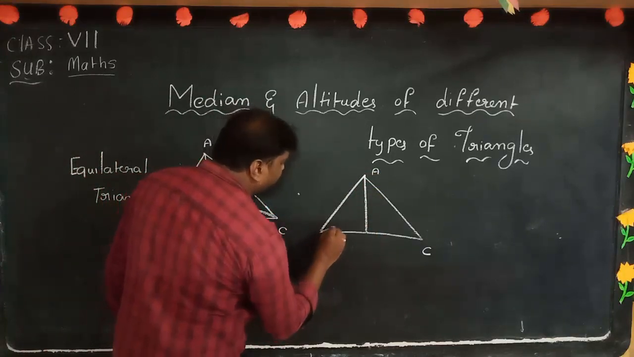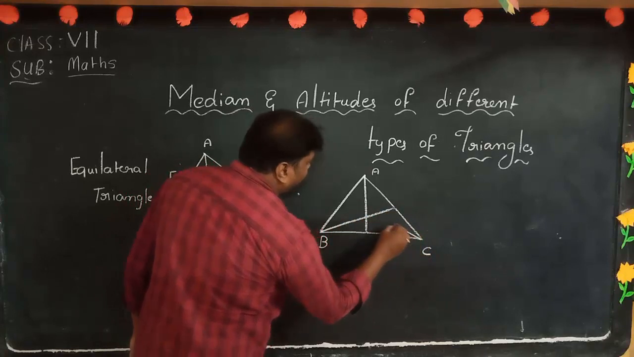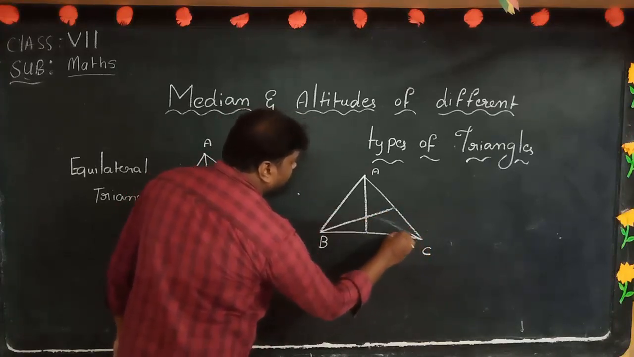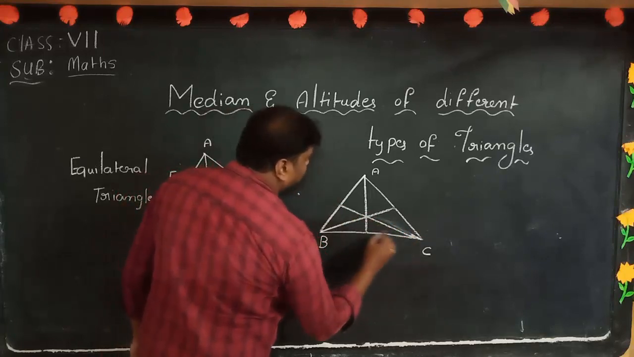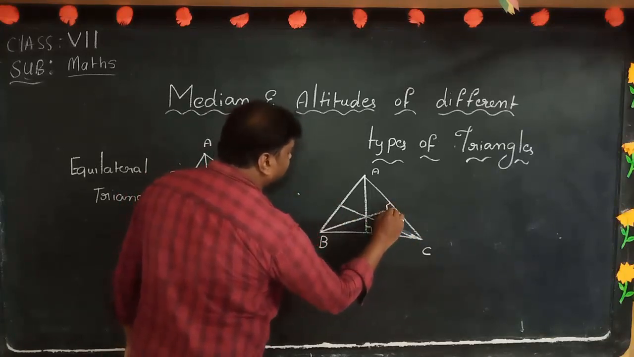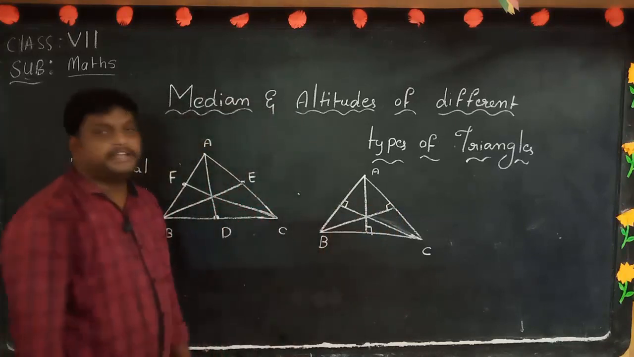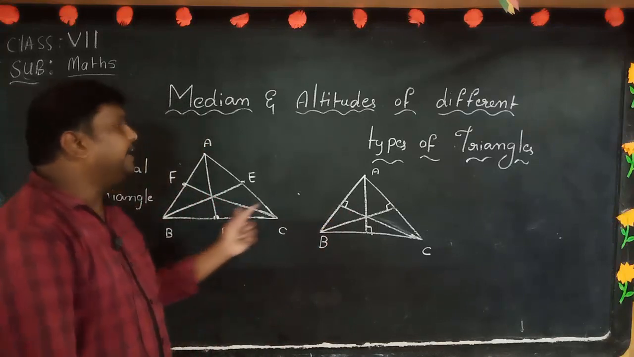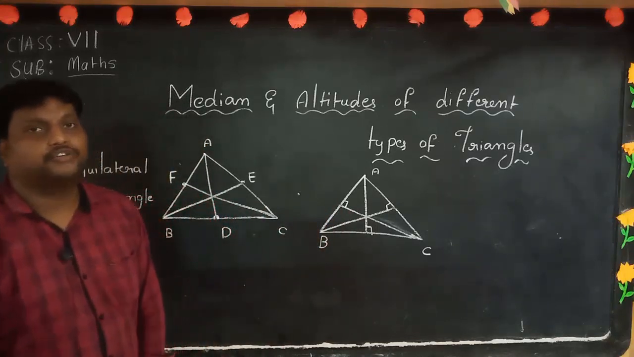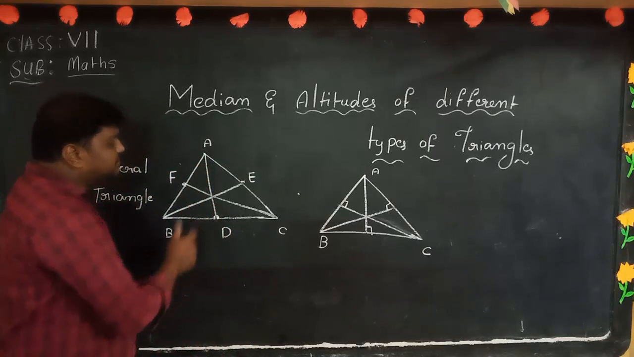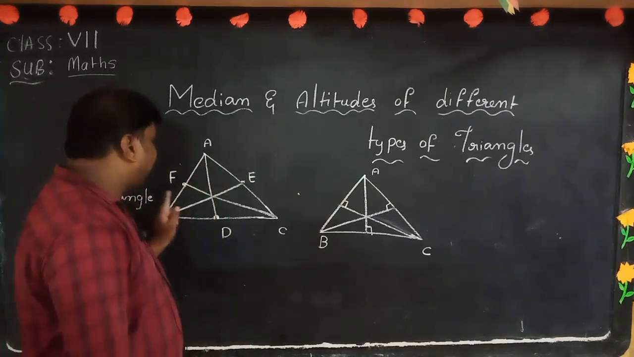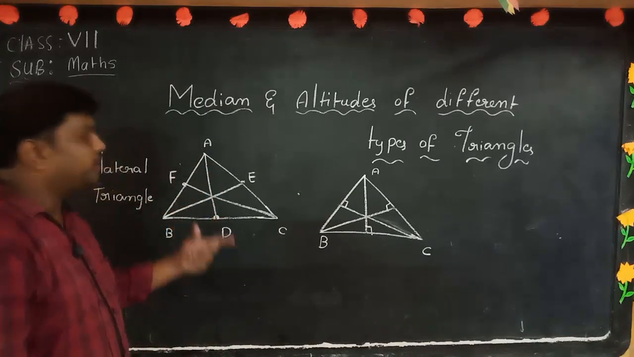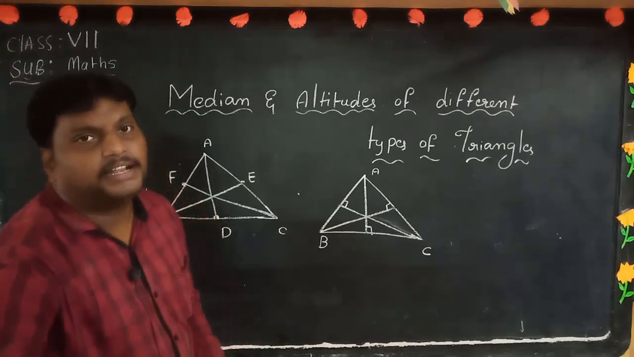Why? Because in an equilateral triangle, all sides are equal. The angle will be exactly 90 degrees. There is no difference between median and altitude in an equilateral triangle. Why? Because the median separates the equilateral triangle into two right angle triangles.